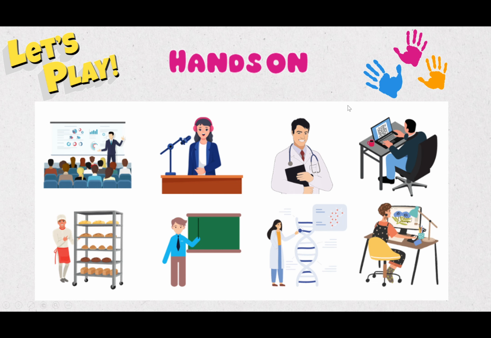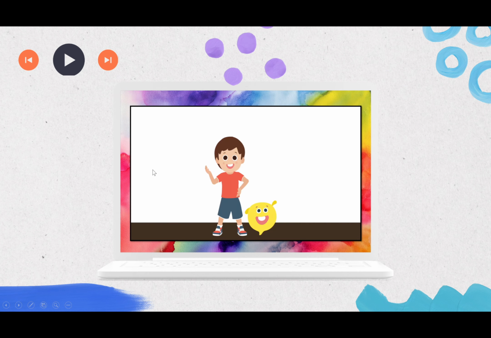So let's play hands on or high five the correct word. Here, I have baker, teacher, scientist, writer, programmer, doctor, TV presenter, and here we have an analyst, so we can choose whatever we want to be when we grow up. Let's watch this video in class.